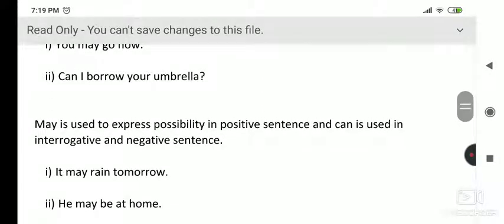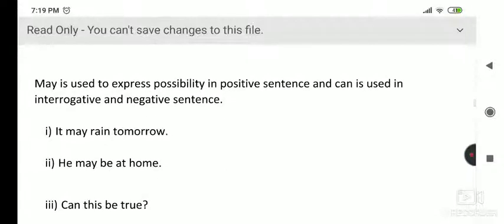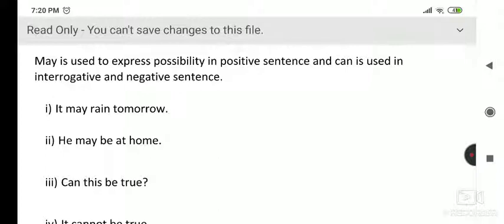May is used to express possibility in positive sentences, and can is used in interrogative and negative sentences. It may rain tomorrow. The may expresses the possibility of raining tomorrow. In the second sentence, he may be at home. Here also the may expresses the possibility of him being at home.